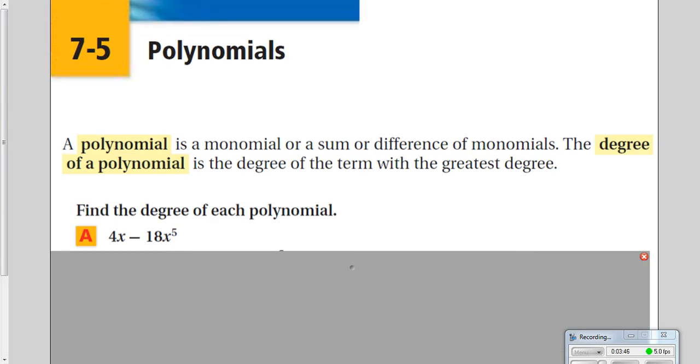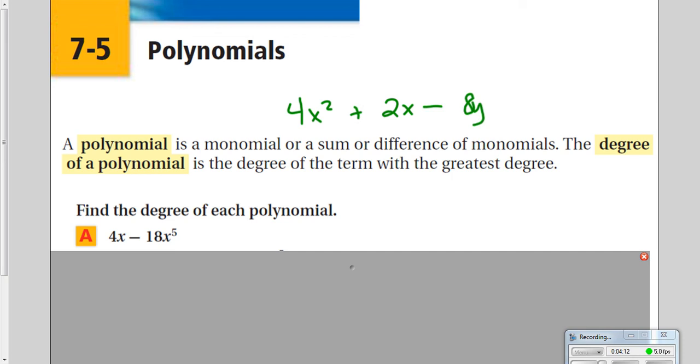Okay, so at this point you should be ready to move on to talk about polynomials. So a polynomial is a monomial, or it is a sum or difference of monomials. Okay? This just means a bunch of monomials combined with plus and minus signs. For example, that's a monomial, that's a monomial, that's a monomial. But if I do this, now it's a polynomial.